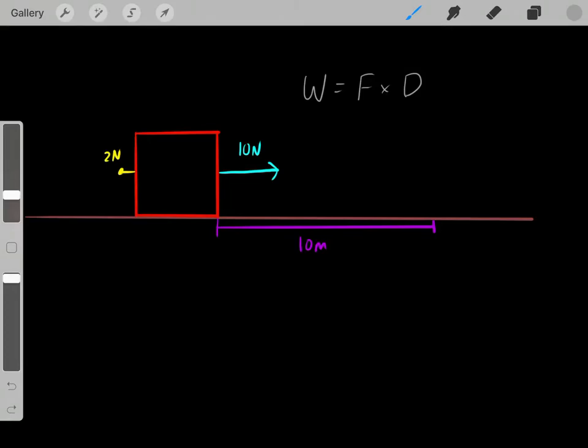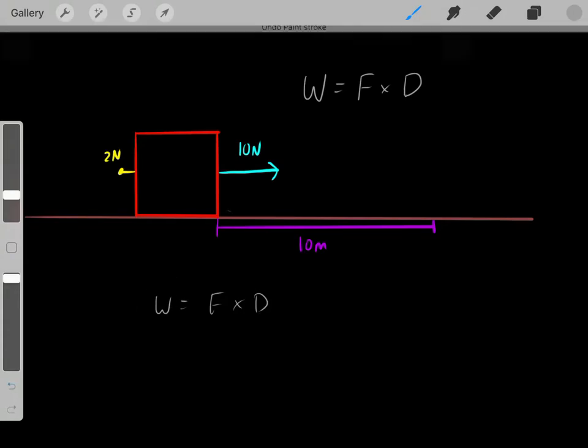So let's say we applied 10 Newton force on this block for 10 meters, for an entire 10 meters where we've been applying this 10 Newton force. In this situation, how much work have we done on the block? Well, again, we know work equals force times distance. If you know the force that was done on an object, and you know the distance that that force was being done for, then you know the work that was being done on the object.